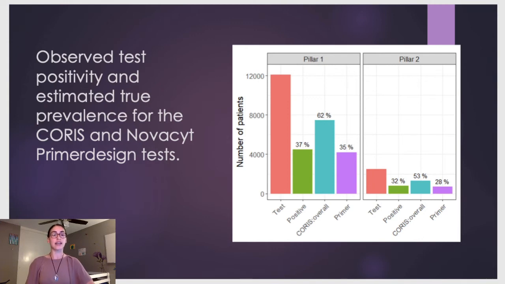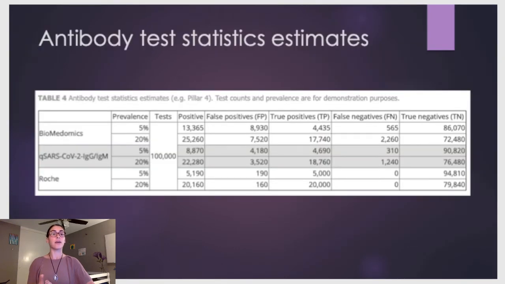Next, we will discuss the results from the test statistic estimates for the 3 antibody tests being analyzed in this study. Nathan Green made a point to identify that the test counts and prevalence estimates are for demonstration purposes only, but they do, however, help us in making useful conclusions about the antibody tests present in the table. The table presents 2 prevalence estimates for each antibody test, namely low prevalence at 5% and high prevalence at 20%.